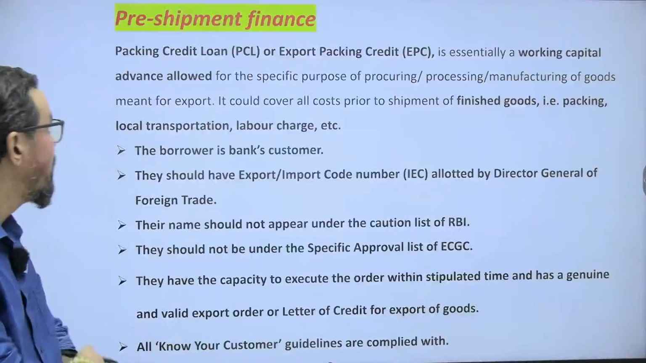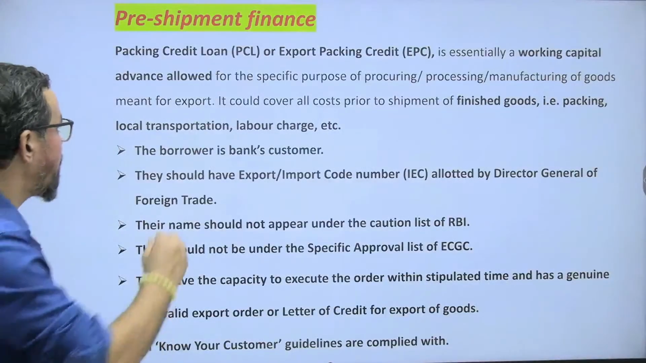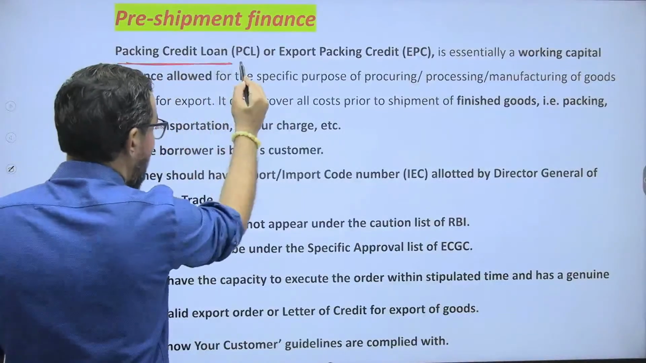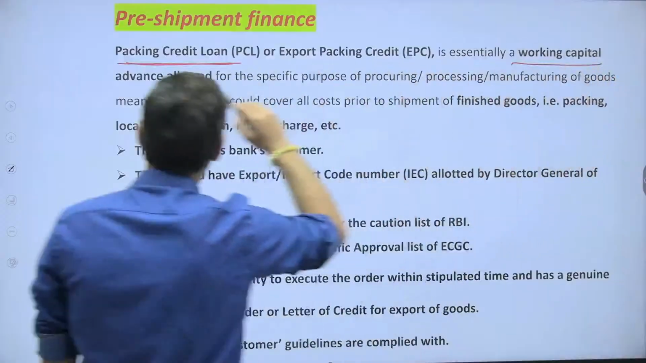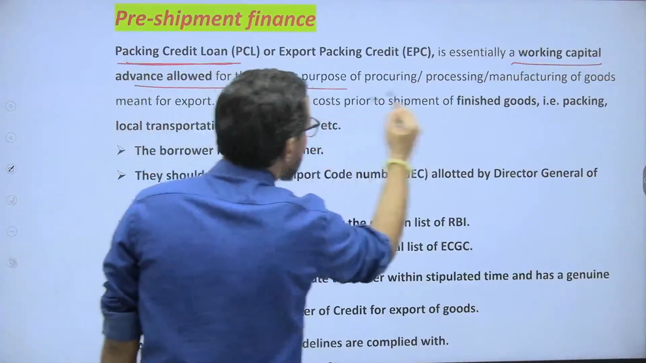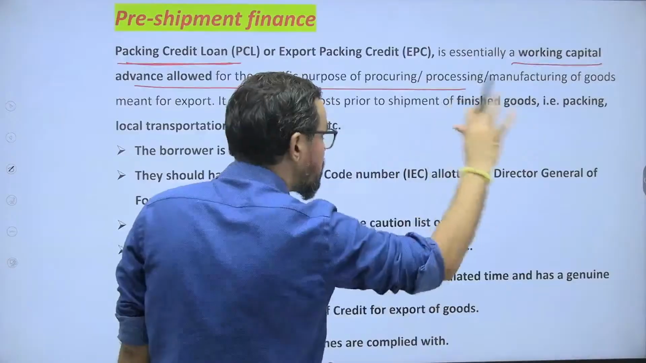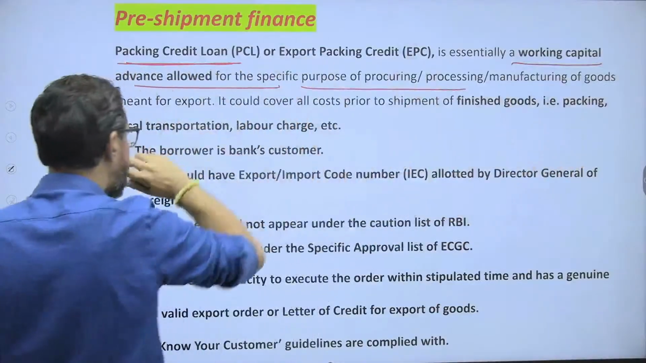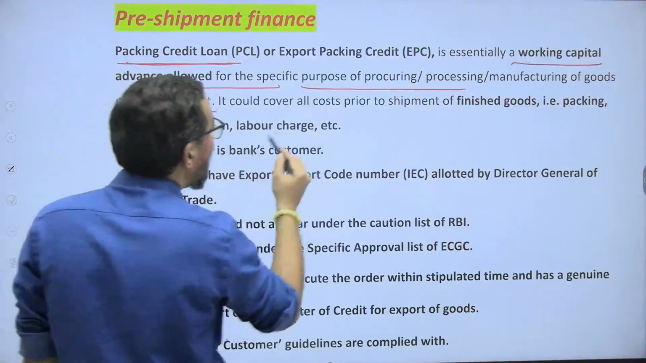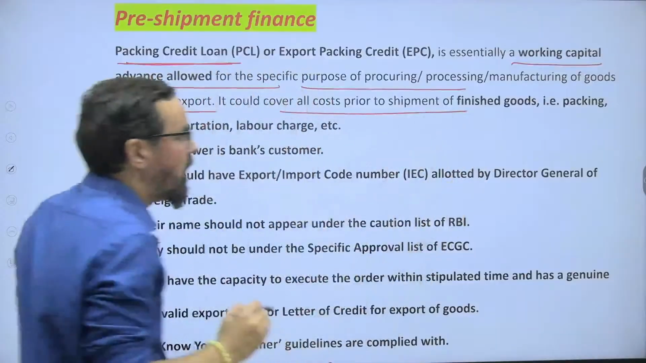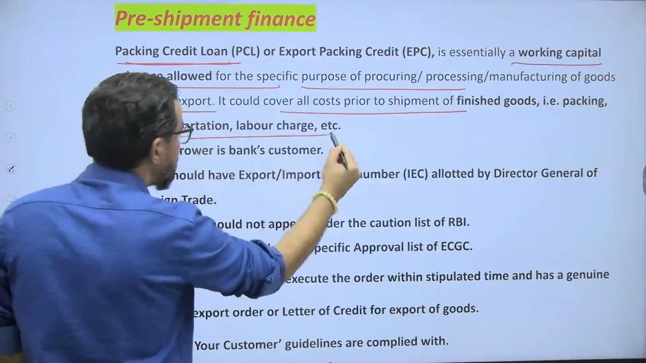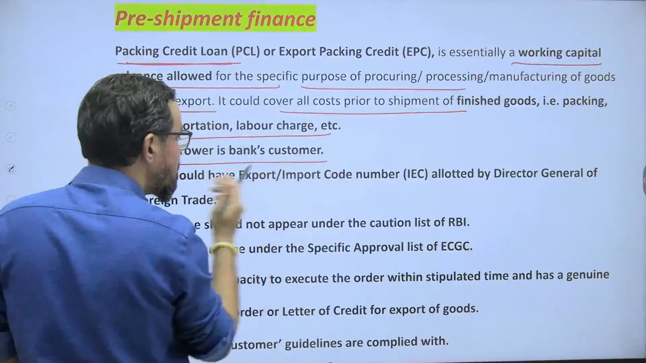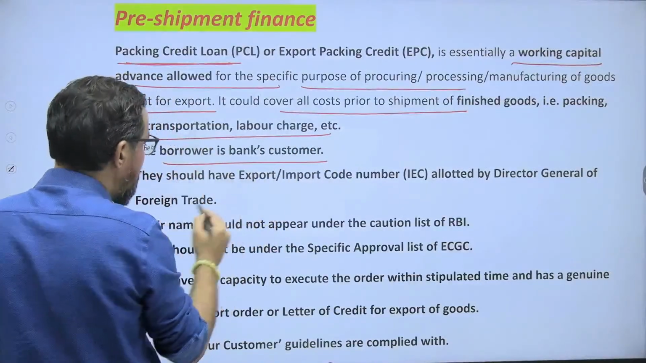Okay? So when it comes to pre-shipment, it is also known as packing credit loan, which is generally a working capital advance allowed for a specific purpose of procuring, processing, and manufacturing of goods meant for export. It could cover all costs prior to the shipment of finished goods, like packing, local transportation and all. The borrower is a bank customer, with conditions.